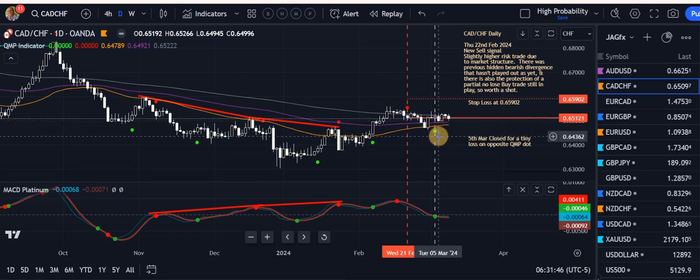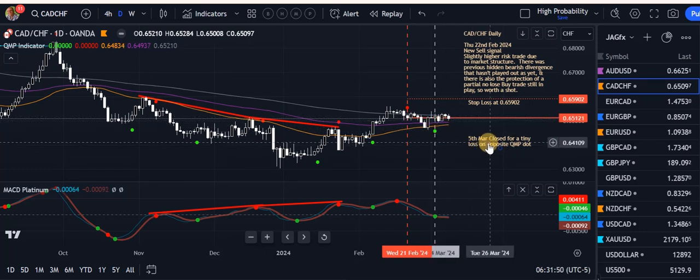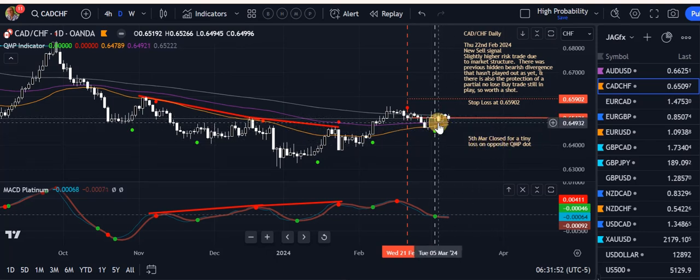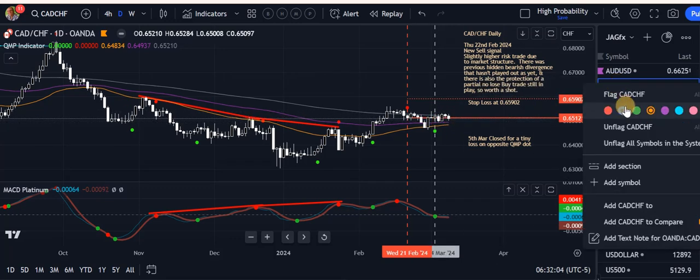I'm still thinking about it, but I haven't taken it as yet. But I got out of this sell for a tiny loss. So on the open of this candle, this little bearish candle in here where I've got my cursor over, I took the close on the open there. So all good, not the end of the world. I'm thinking about a buy though, but I'm not convinced because the MACD platinum's not that far below the 0 level.